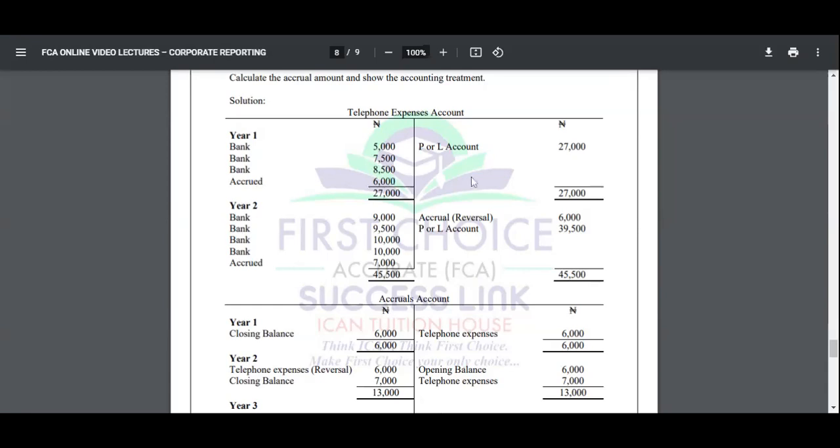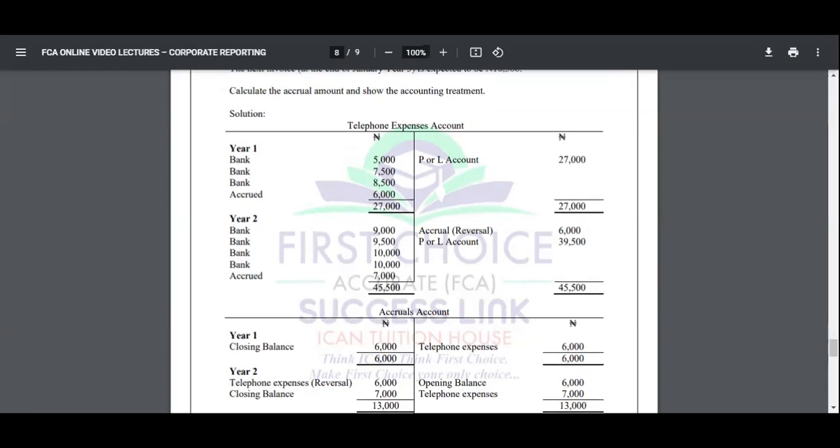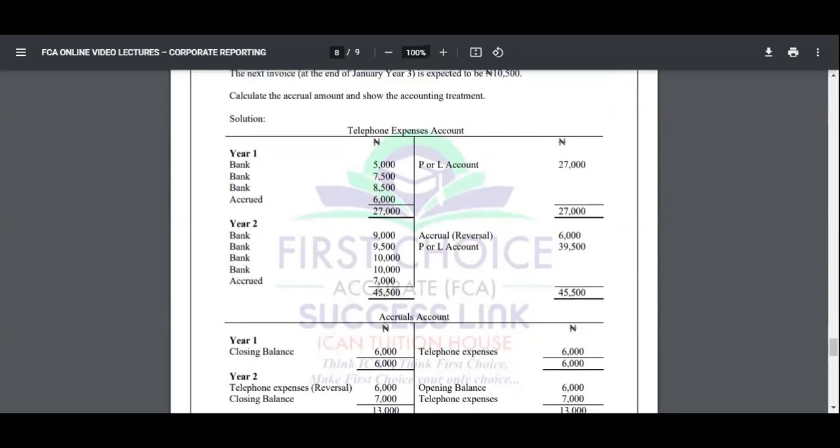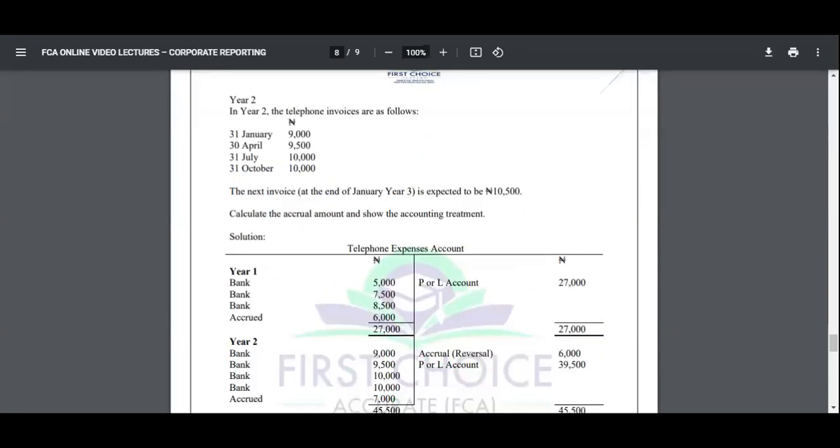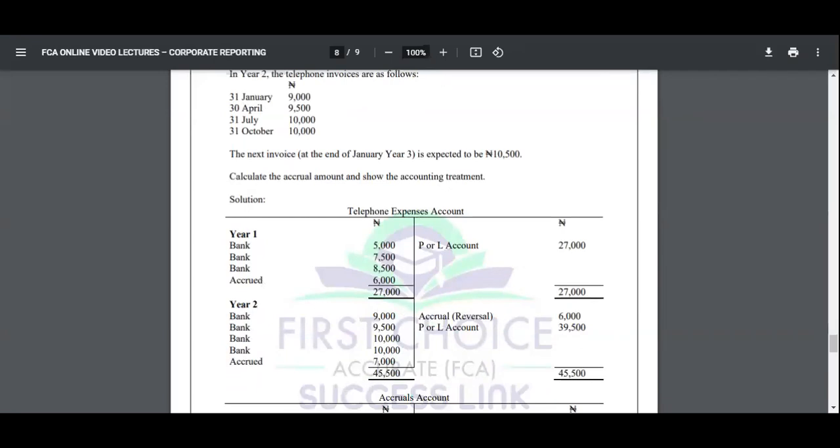The same thing also applies to year 2, every 3 months. But remember, the opening balance here is 9,000. And if the opening balance is 9,000, then we can come here and bring the accrued balances of 6,000 naira as a corresponding entry.